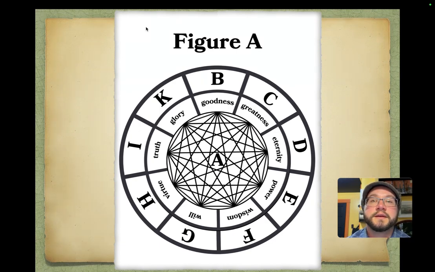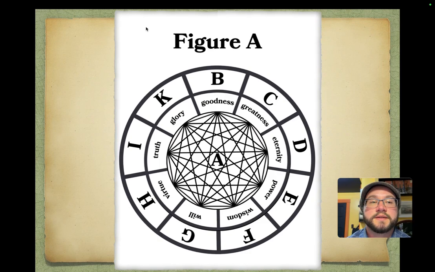All of these attributes of God are not interchangeable, but the word that Llull used was convertible, which means you can say that great goodness is the same thing as good greatness, and powerful glory is the same thing as glorious power, and so on through any combination that you care to think of. And that convertibility is the hallmark of this highest level that figure A represents.